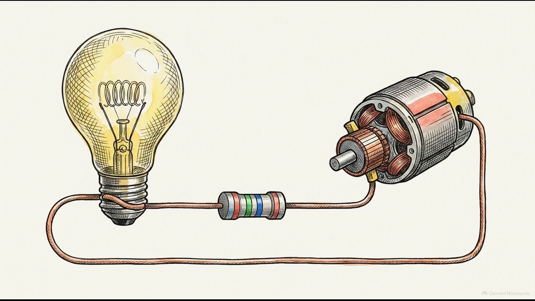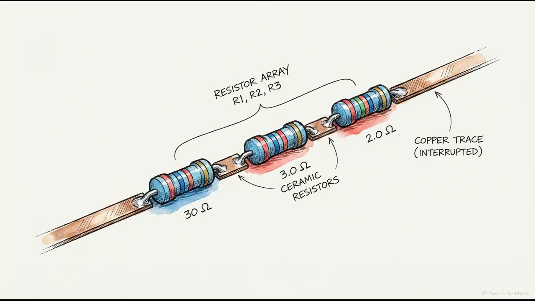Let's assign standard model values, 10 ohms for the first component, 20 for the second, and 30 for the third. To find the total resistance in a series layout, you simply add the individual resistance values together. 10 plus 20 plus 30 yields a final system resistance of 60 ohms.